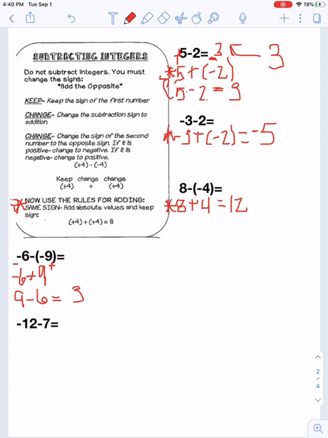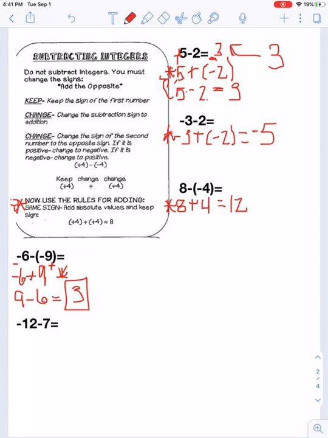9 is the larger number. Okay, so I'm going to take the sign of that number, which I look back up to our new addition problem we just made, and I see 9's a positive number. So my answer is going to be a positive 3.